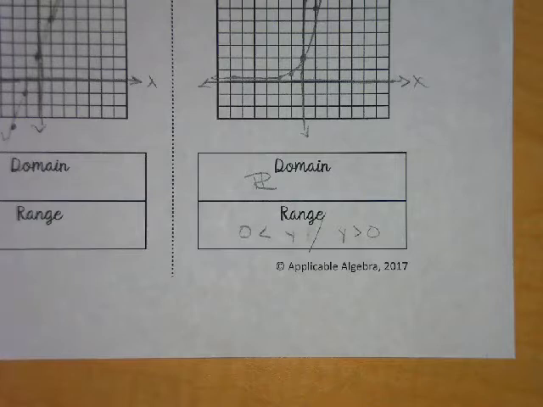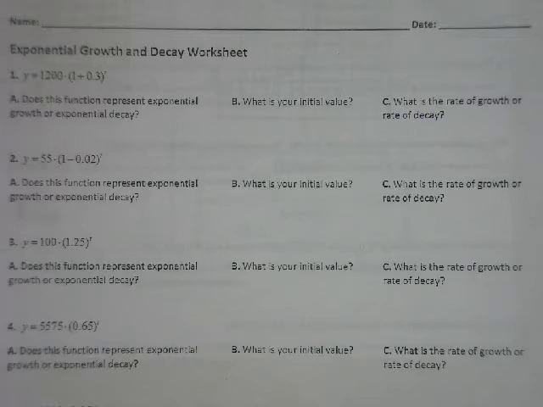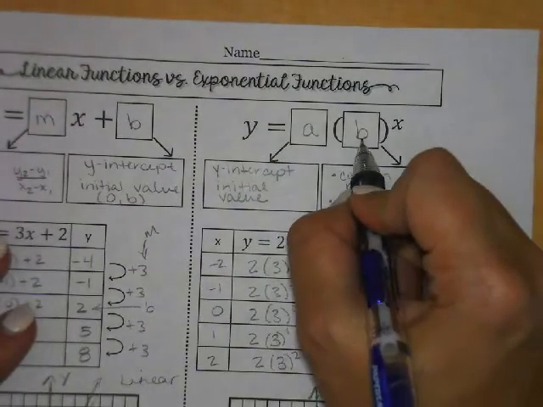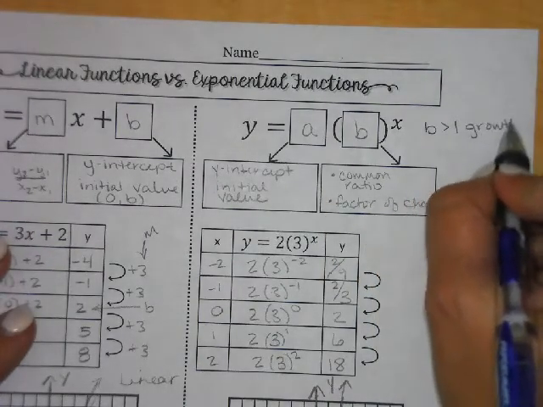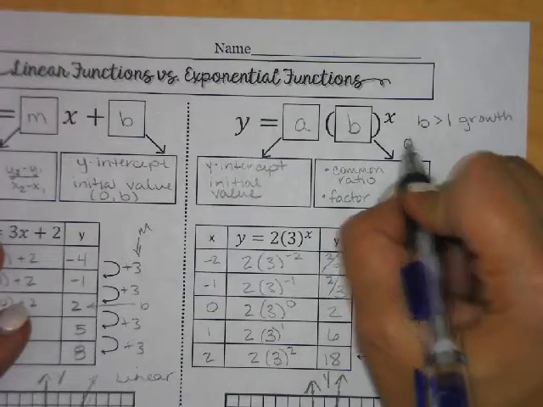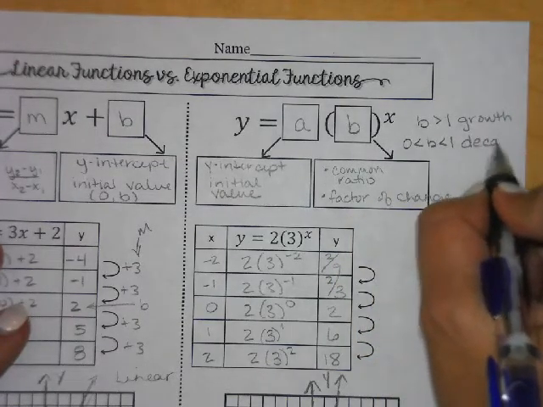What I'm going to ask you to do as you work through your practice today is, this is a growth and decay worksheet. I want you to realize that when B right here, if B is greater than 1, this is going to be a growth. If B is between 0 and 1, this is going to be what we call a decay. It's going to be decreasing. So this one, our B was 3, it was going up.